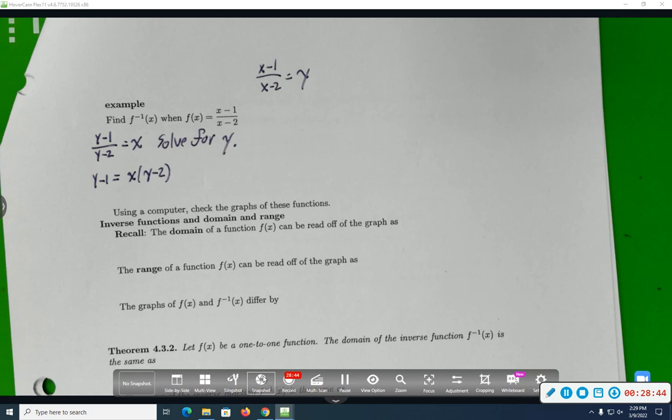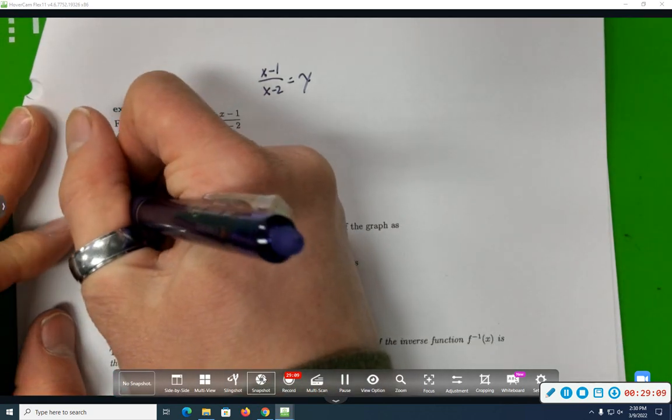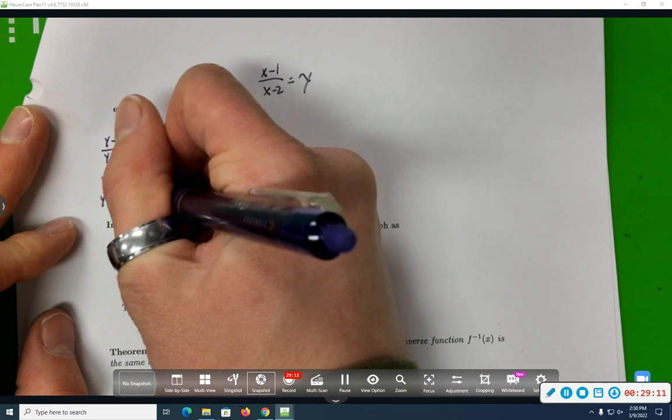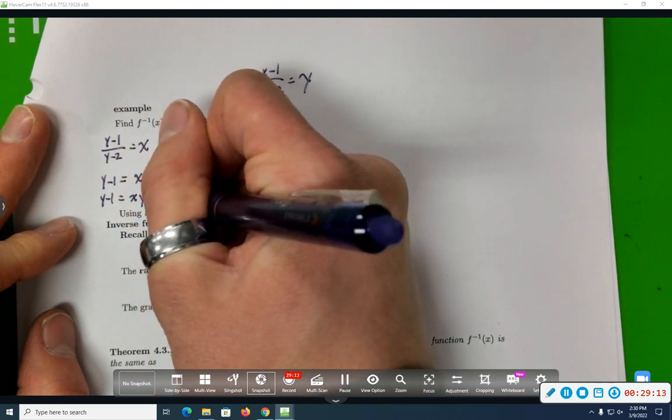So now I'll see how people are feeling again. I can continue talking through it. Okay, this time heads actually nodded. So let's do it. What seems like a good next move? I want to get y on its own. What seems like something that's reasonable to do here? Distribute the x into y minus 2. Nice. Let's do that. So y minus 1 equals xy minus 2x.